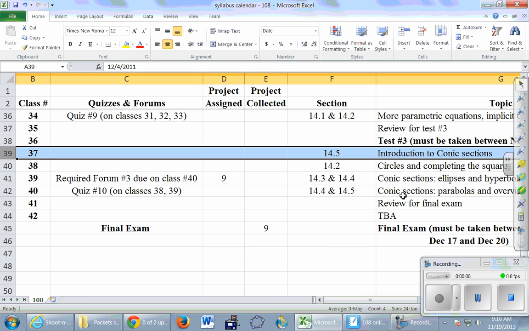Our last few classes of the semester are all about conic sections. Today we introduce the conic sections with purely geometrical definitions, and then over the next 3 classes we will talk about the algebraic versions of those same shapes.